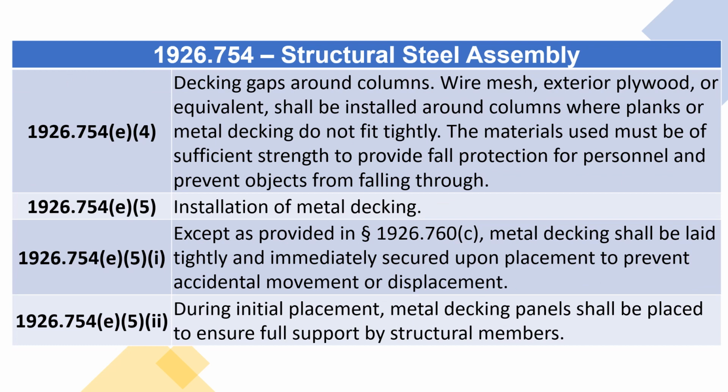1926.754 E4. Decking gaps around columns. Wire mesh, exterior plywood, or equivalent, shall be installed around columns where planks or metal decking do not fit tightly. The materials used must be of sufficient strength to provide fall protection for personnel and prevent objects from falling through. 1926.754 E5. Installation of metal decking. 1926.754 E5 I through 2. Except as provided in Section 1926.760 C, metal decking shall be laid tightly and immediately secured upon placement to prevent accidental movement or displacement. During initial placement, metal decking panels shall be placed to ensure full support by structural members.